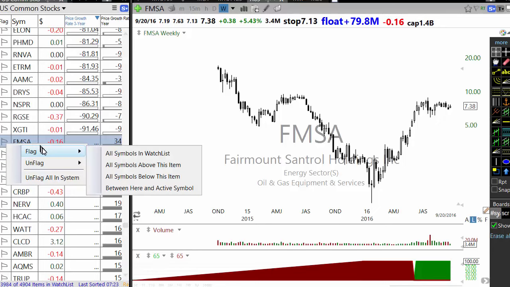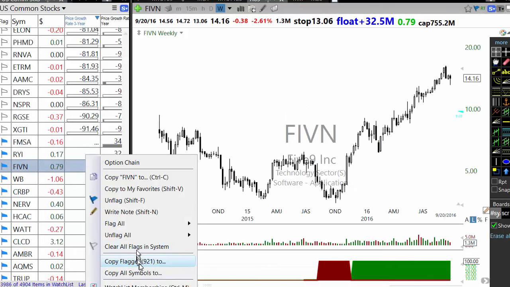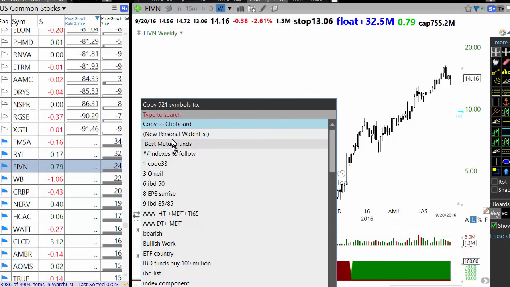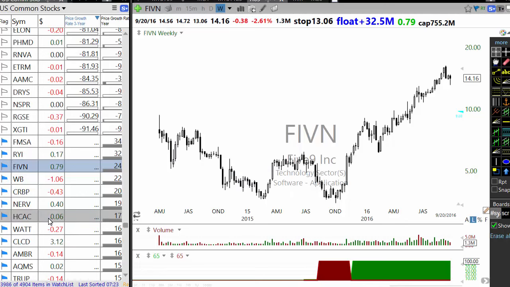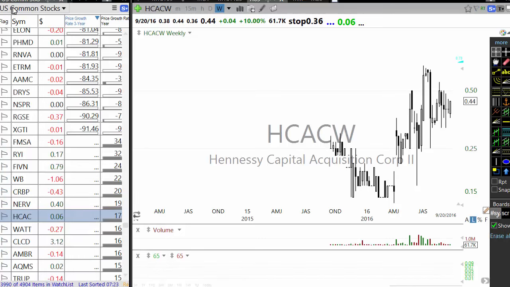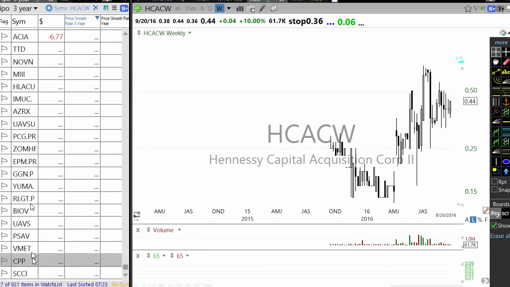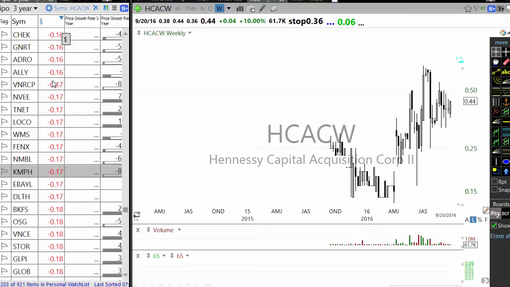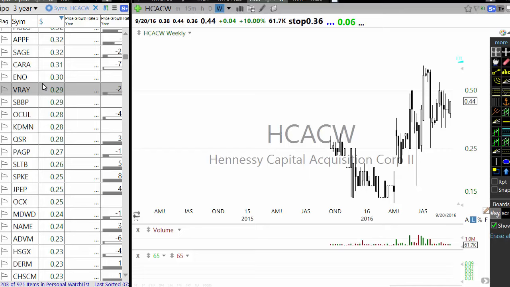So you flag all symbols below this item, including that particular stock, and copy flagged to a new personal watch list, IPO 3 year. If you go to that particular watch list now, there you have 921 IPOs showing up in your list. Basically these are the stocks which IPO'd in the last 3 years.